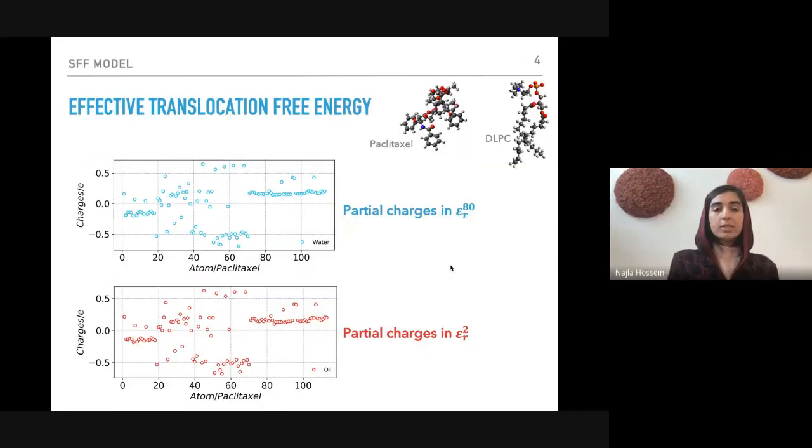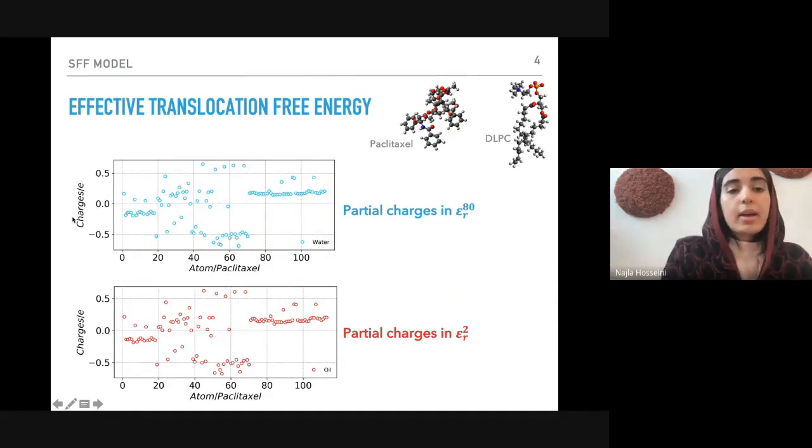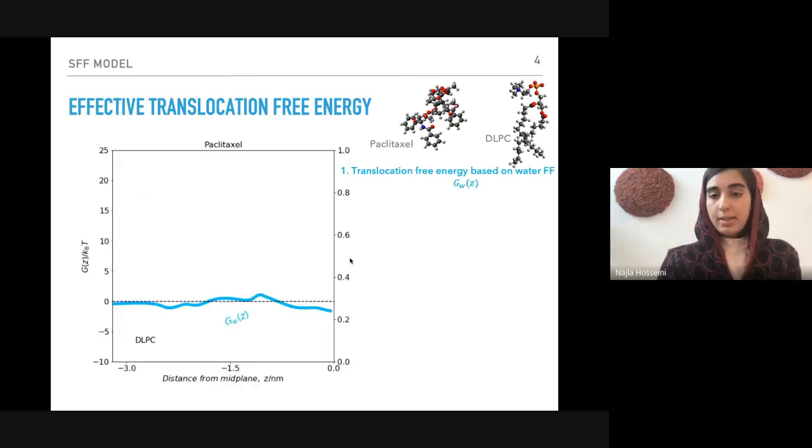Now I'm going to explain details of how we can use it for our model. Here the drug is the paclitaxel that I mentioned before, and the model of the membrane is DLPC. Here are the partial charges of the atoms of paclitaxel from the DFT calculation. These are the vertical and horizontal axes of that. It's based on charges, and we obtain it. And we have two force fields for that.